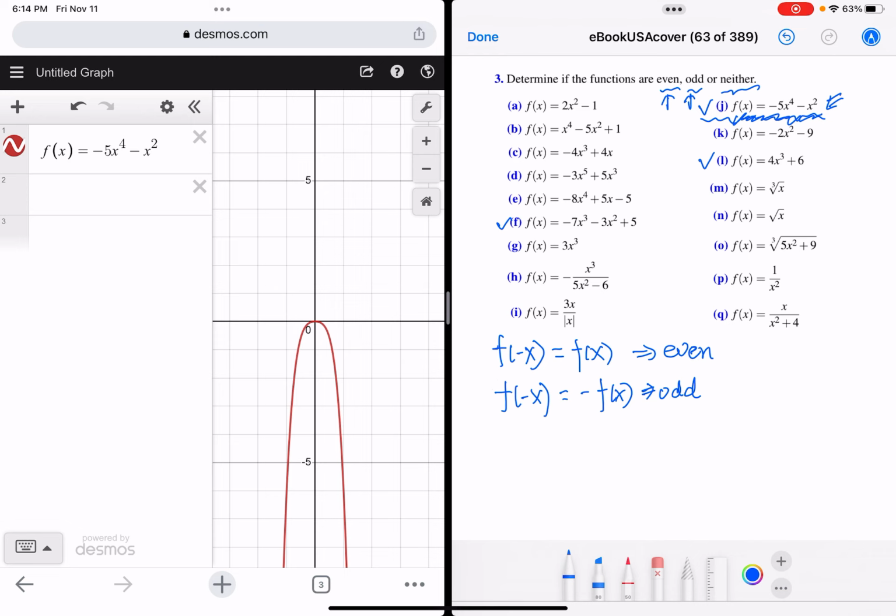So let's start with calculating f of negative x. We are given again f of x is this much. Then all the places need to be replaced with negative x. And here, so is this place.